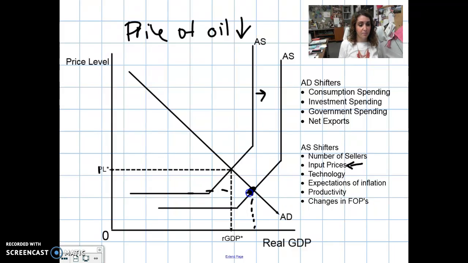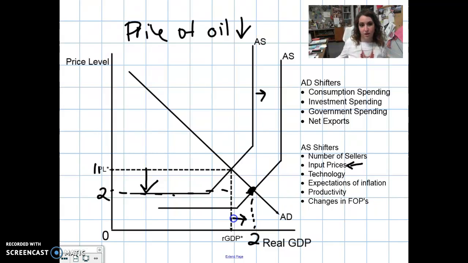Of course, this is the best type of shift possible. There's no name for this shift, a rightward shift, but it is the best. Because look, price level went down, prices are cheaper, and our economy's better. GDP is going up and things are cheaper. That's great. You have a job and things are cheaper. That is a win-win. So that would be an example of lower input prices increasing the aggregate supply in the economy, which in turn lowers prices and raises GDP.